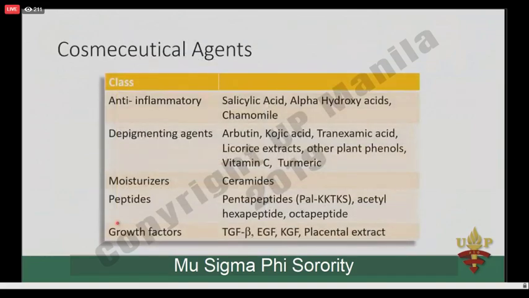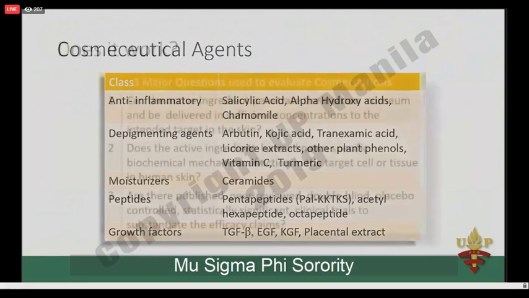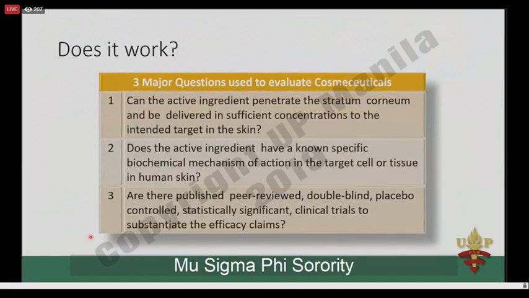Okay, so how do these agents work? Well, they work through anti-inflammatory action. They can be depigmenting. They can be a moisturizer. Or they can be peptides, which will also increase your collagen deposition. Or they can also contain growth factors. But the major questions that we need to ask before we buy are these.